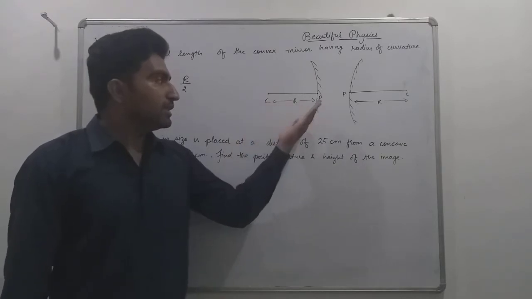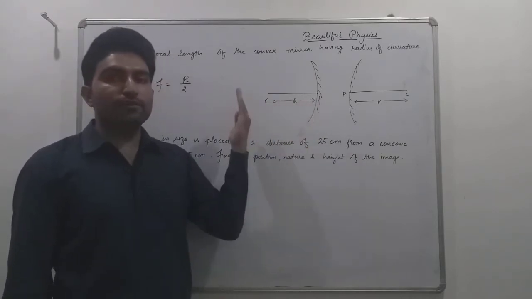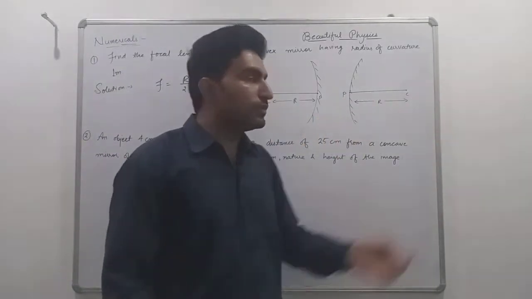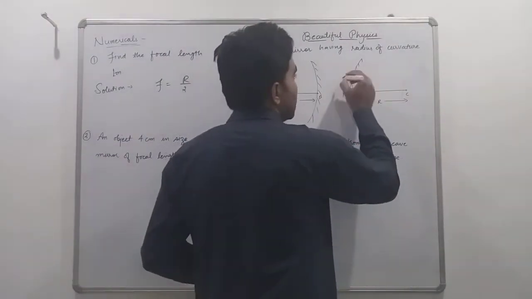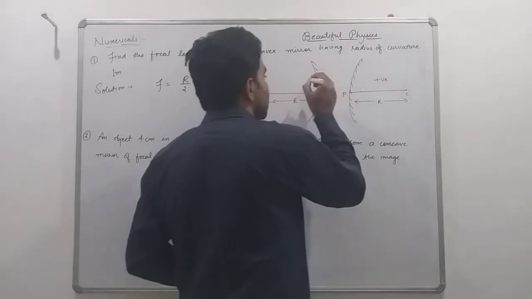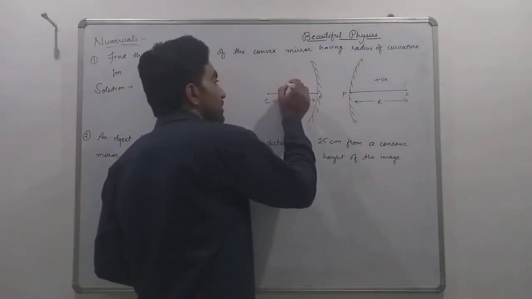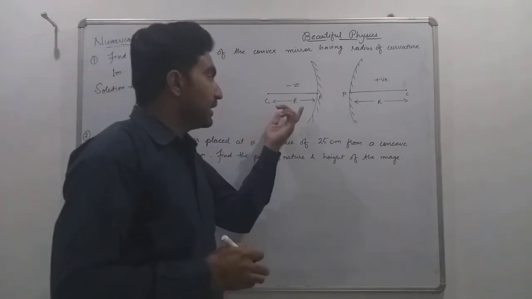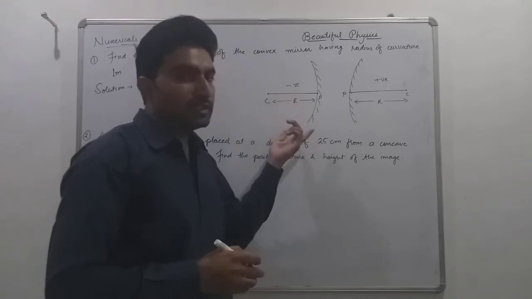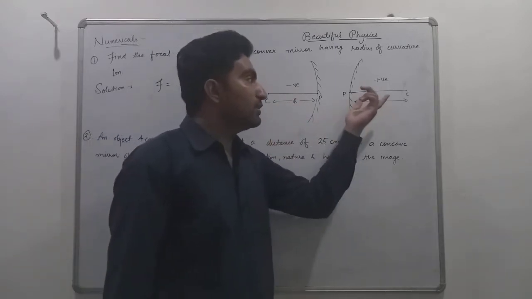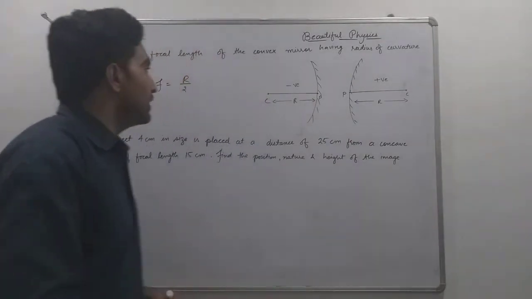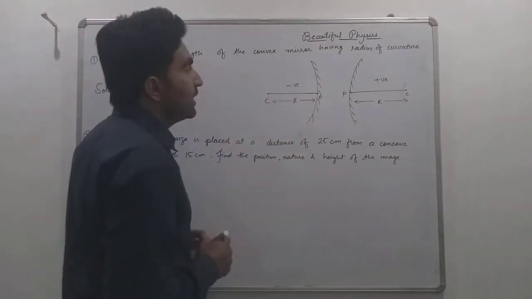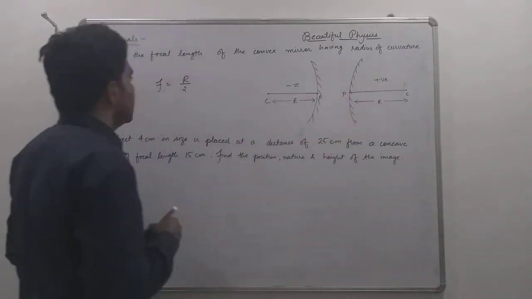We have drawn both the cases, the convex mirror as well as the concave mirror. In case of a concave mirror, the radius of curvature lies towards the left side of the pole, and in case of the convex mirror, it lies towards the right side of the pole. So the radius of curvature for the convex mirror is always positive, and for the concave mirror is always negative. If the radius of curvature is negative for the concave mirror, then the focal length will also be negative, and the focal length for the convex mirror will be positive. We have to find the focal length of a convex mirror having radius of curvature equal to 1 meter.